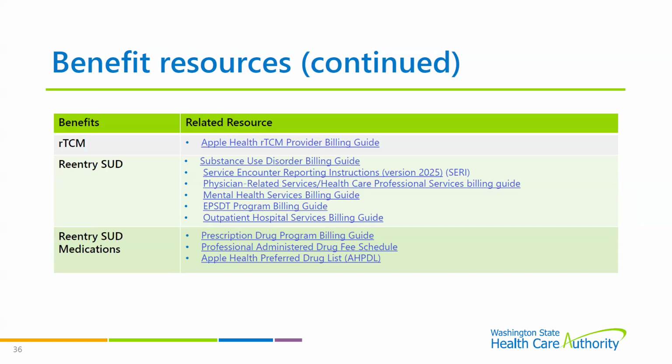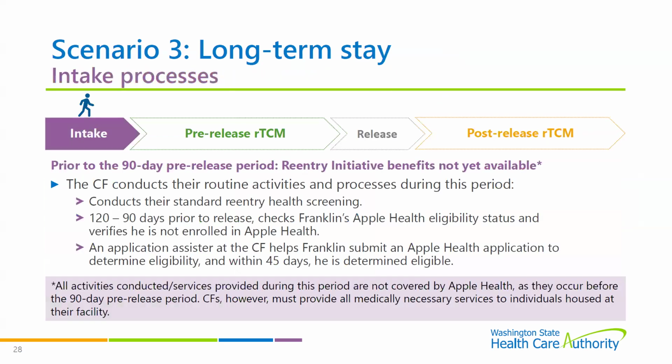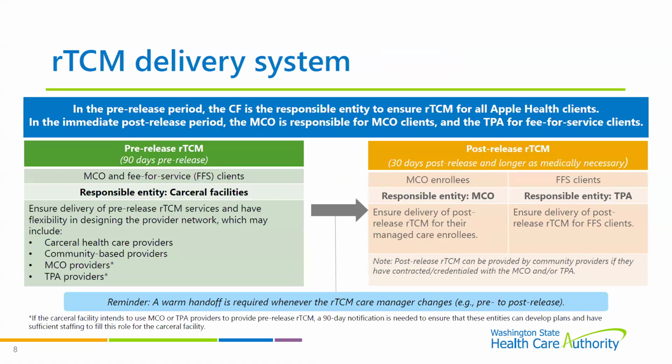Before we get to questions, can we go back to slide 8? We have a slight correction to make. We're under the post-release rTCM. I think specifically the note in that box. It says that the community providers would need to contract with the TPA as well, and that is incorrect, because the TPA will not be paying for any services. So for the fee-for-service clients, they would just bill HCA directly, and for managed care enrollees, they would bill MCOs. Perfect. Thank you, appreciate that correction and catching that.